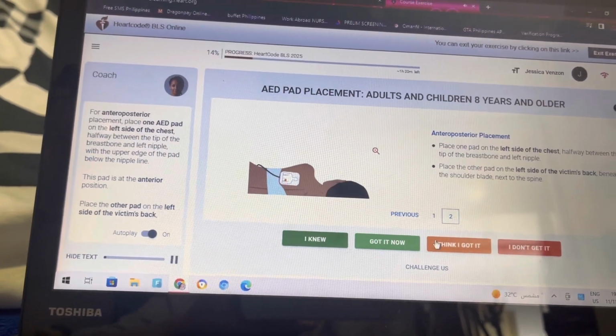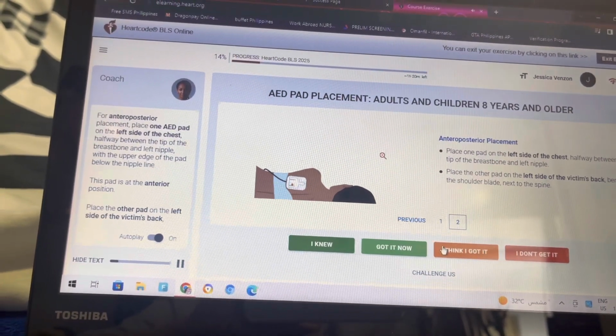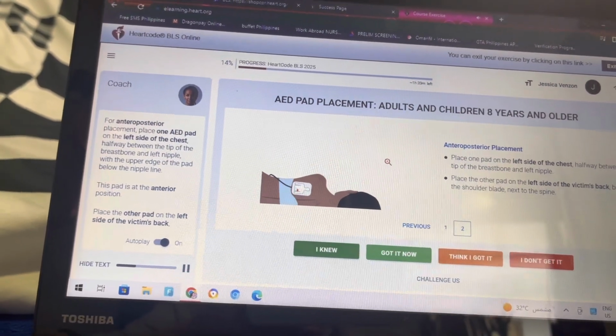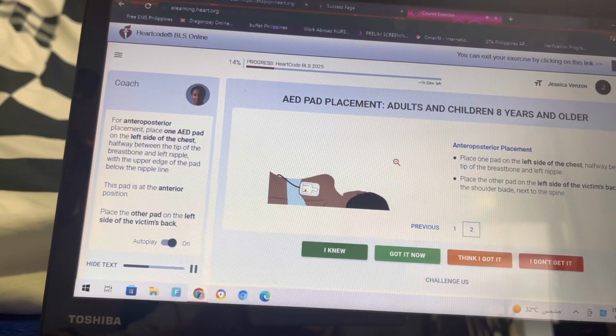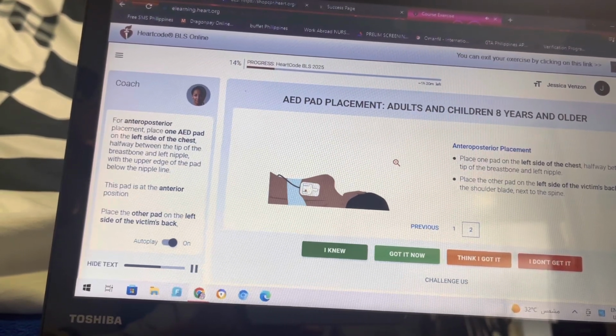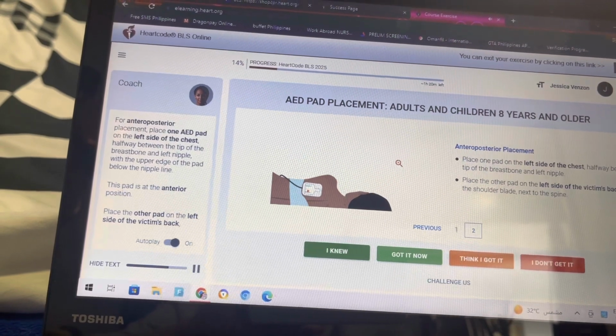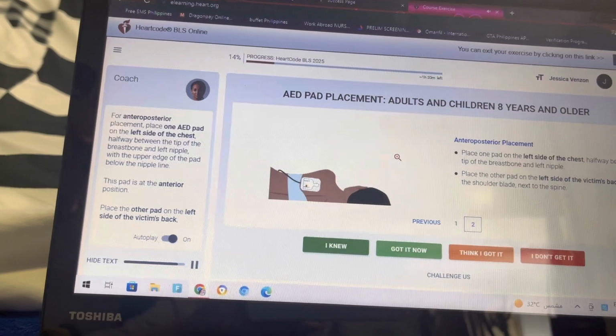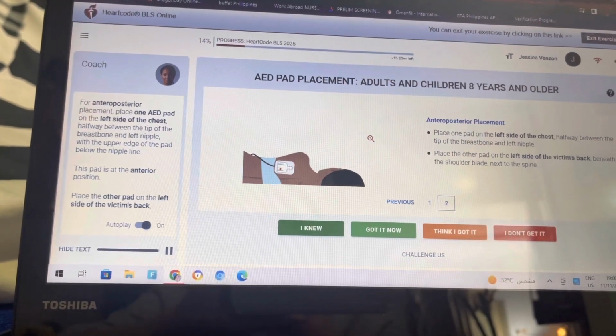For anteroposterior placement, place one AED pad on the left side of the chest, halfway between the tip of the breastbone and left nipple, with the upper edge of the pad below the nipple line. This pad is at the anterior position. Place the other pad on the left side of the victim's back, beneath the shoulder blade, next to the spine. This pad is at the posterior position.